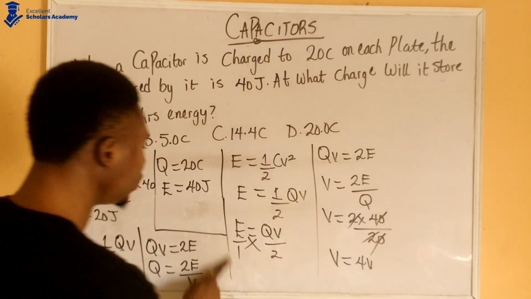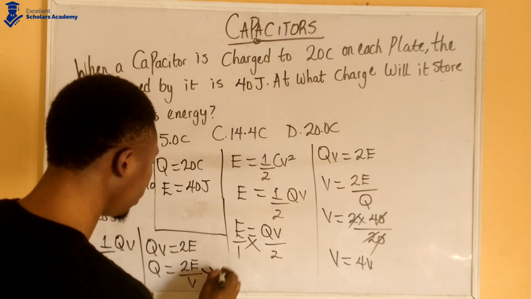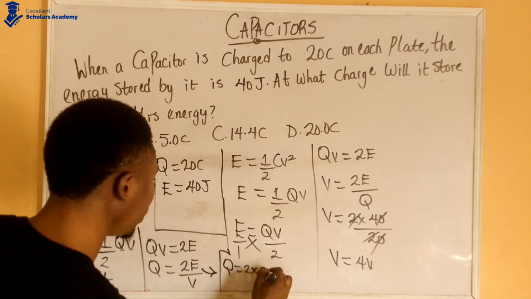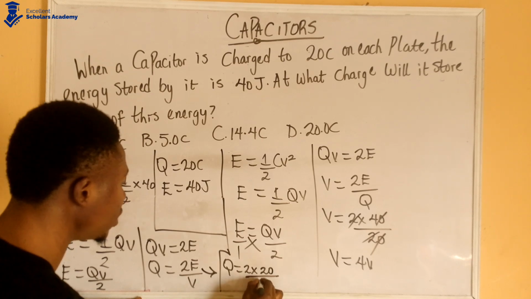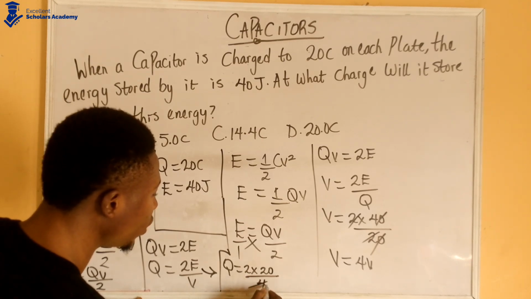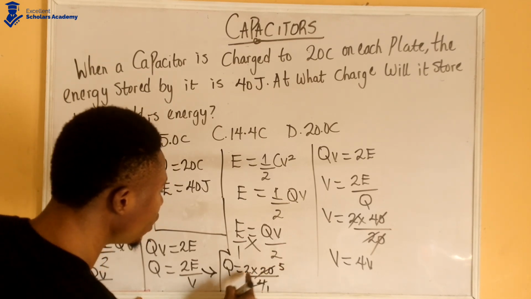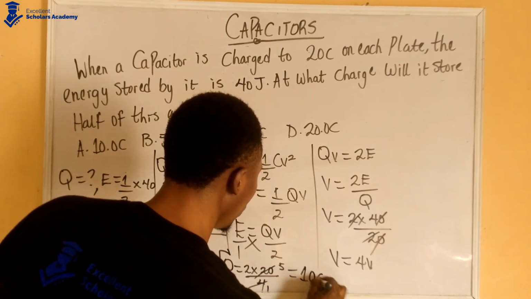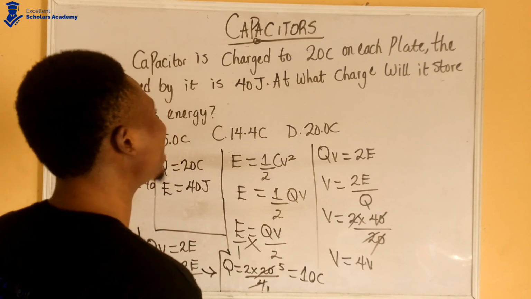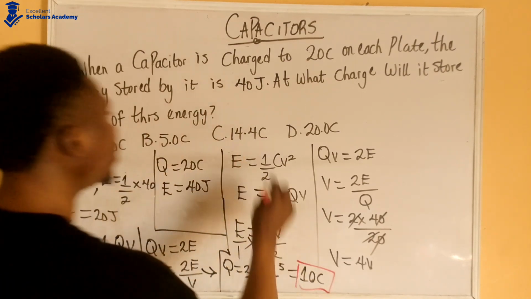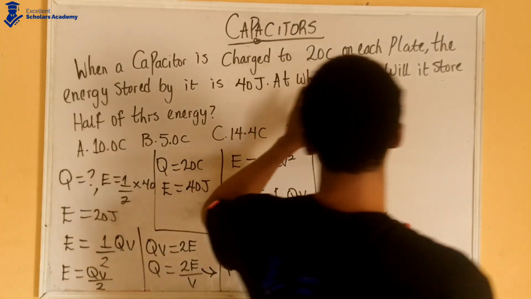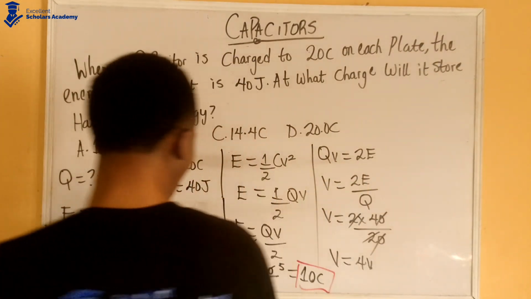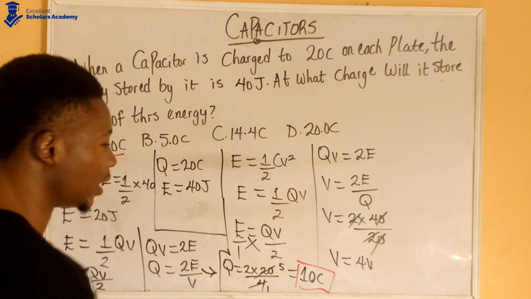So now let's find the charge. The charge is going to be equal to 2 times the energy stored, which is 20, over V, which is 4. Now 4 goes into 4 once, and 4 goes into 20 five times. So 2 times 5, that gives us 10. So Q is equal to 10 coulombs. This will be the charge when half of this energy is stored. So option A is our answer, 10 coulombs.